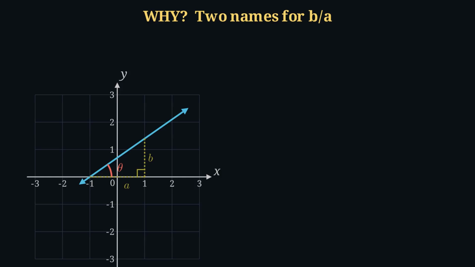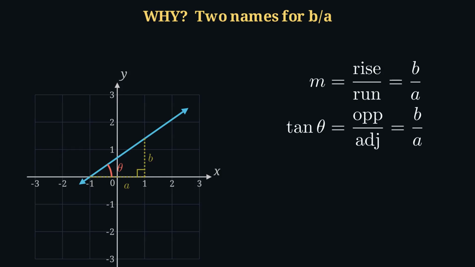At the crossing, build the right triangle, run a along the axis, rise b up to the line. First name, the gradient, rise over run, b over a. Second name, from right triangle trigonometry, known territory, the tangent of theta is opposite over adjacent, b over a again. Same fraction, two names, so m equals tangent of theta.